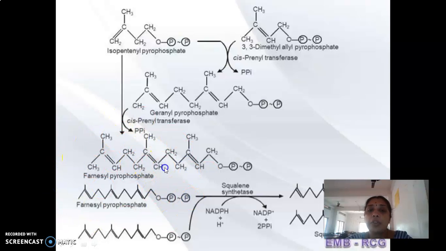This farnesyl pyrophosphate now adds one more molecule of FPP, farnesyl pyrophosphate. This is GPP. So this is IPP, this is DPP, this is GPP, this is FPP. So 2 molecules of 15 carbon FPP are joined together to give rise to squalene. So again, it is also an NADPH requiring enzyme reaction. The enzyme is squalene synthase, giving rise to squalene.